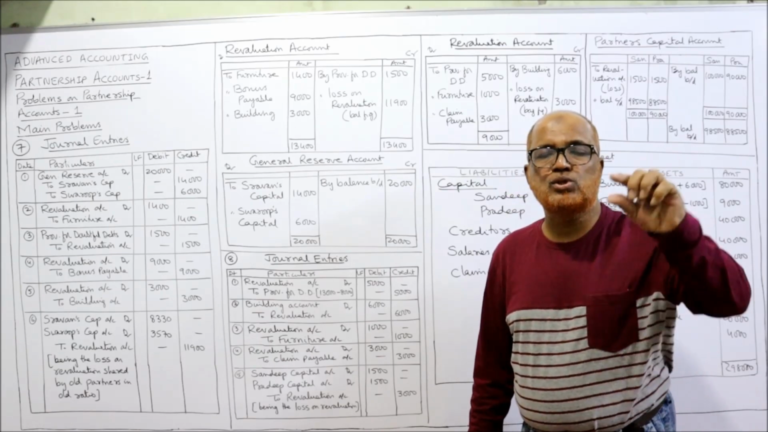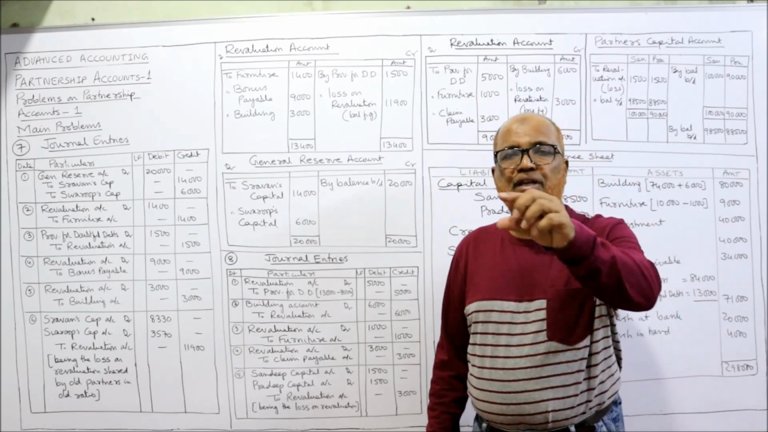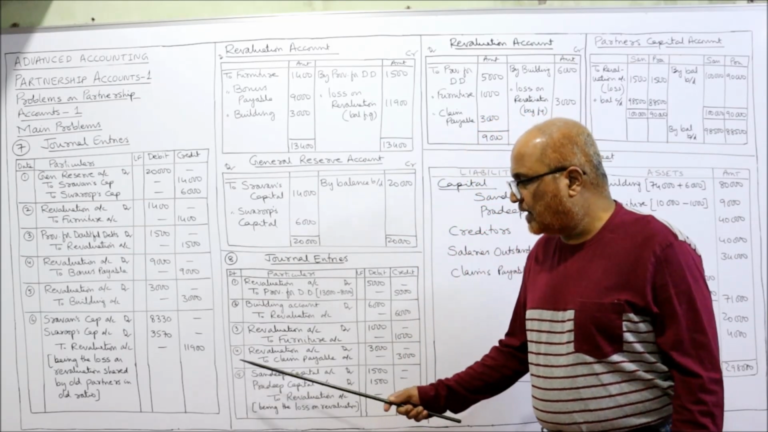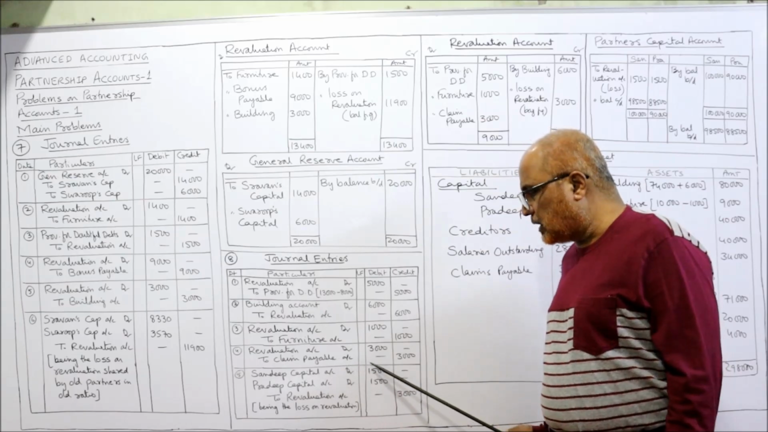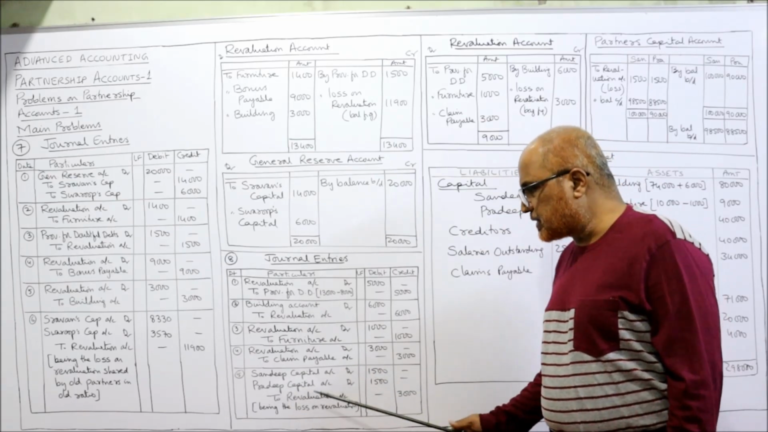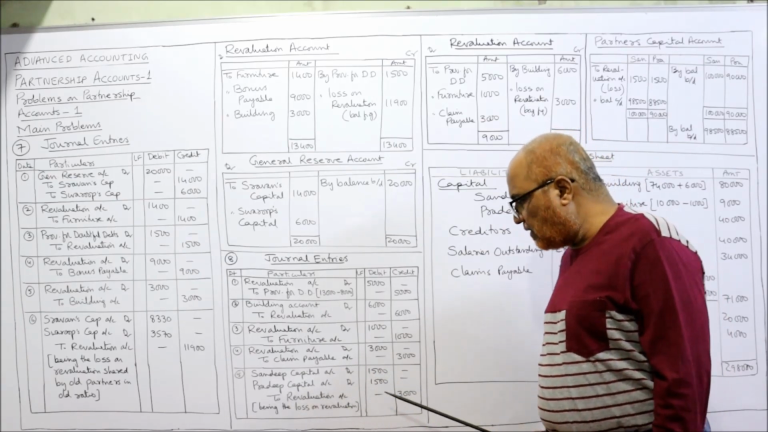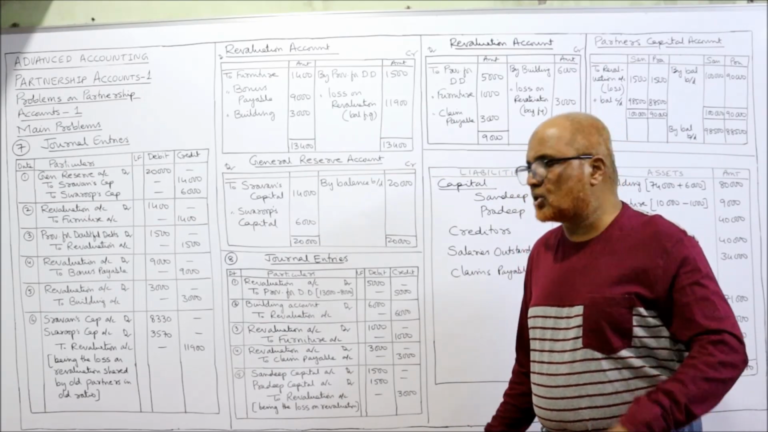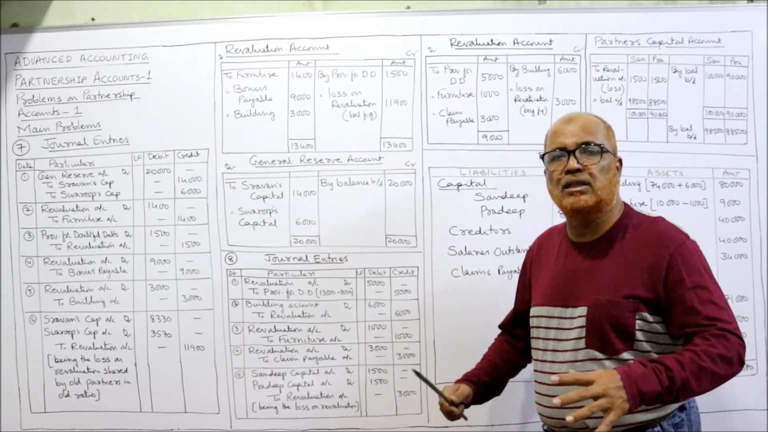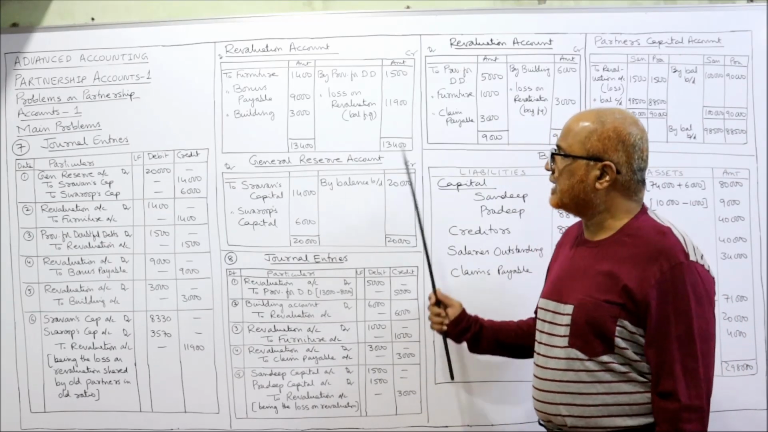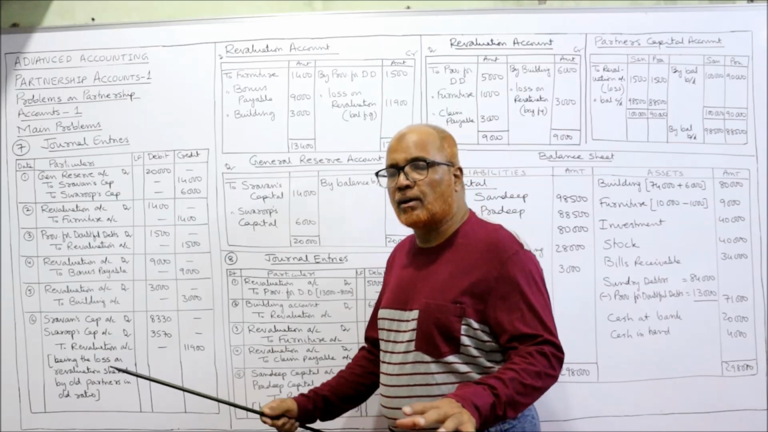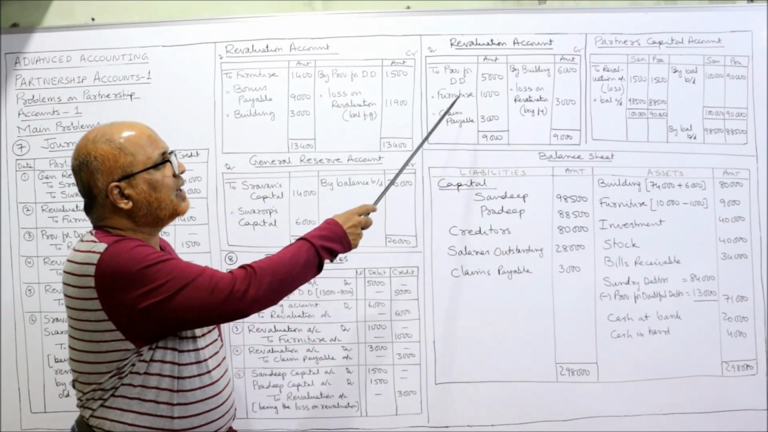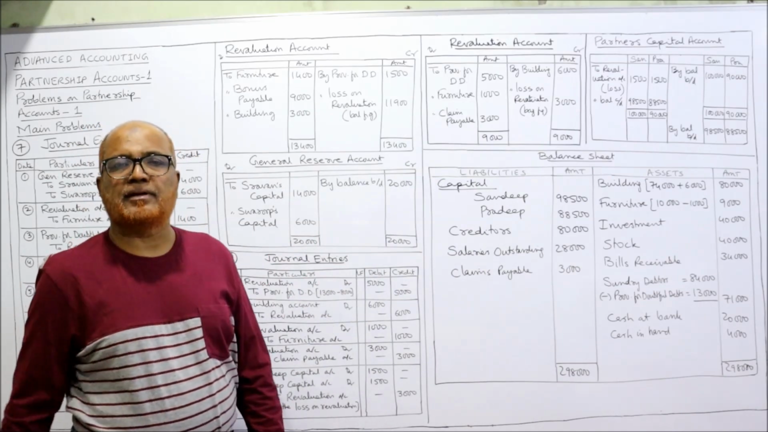1,500 should be debited to Sandeep's capital. 1,500 should be debited to Pradeep's capital. So here the entry is Sandeep capital account debit 1,500, Pradeep capital account debit 1,500 to revaluation account 3,000. Being the loss on revaluation shared by old partners in the old ratio. That's all. So the revaluation account is completed, general entries are completed.